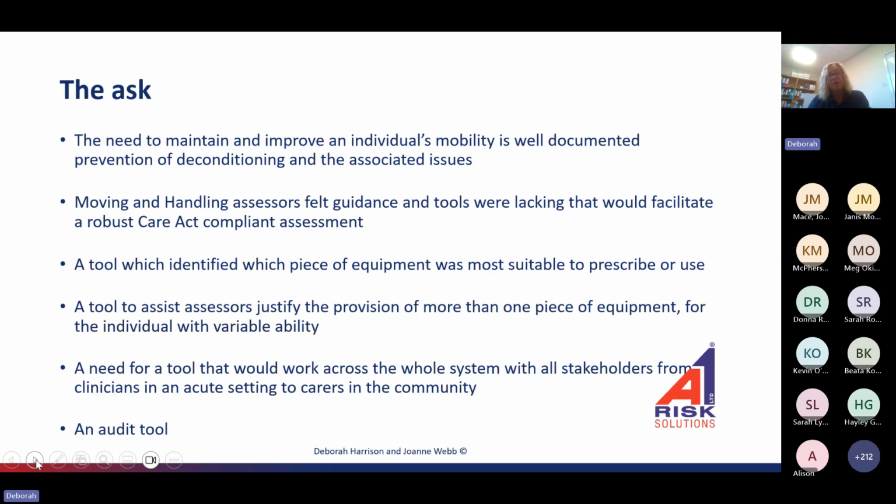And we needed a tool that would work across the whole system with all stakeholders, with clinicians, from carers to those in the community, from those in the acute setting, those in the intermediate care setting.